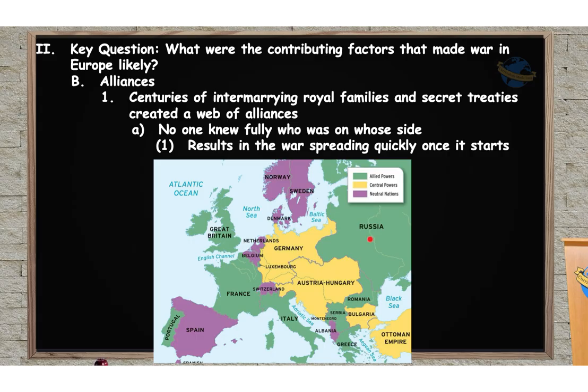You had the Allied powers, the green ones: Russia, Romania, Serbia, Greece, Italy, France, Great Britain, and Portugal. And then you had the Central powers, which was Germany, the Austro-Hungarian Empire, Bulgaria, and the Ottoman Empire coming in.